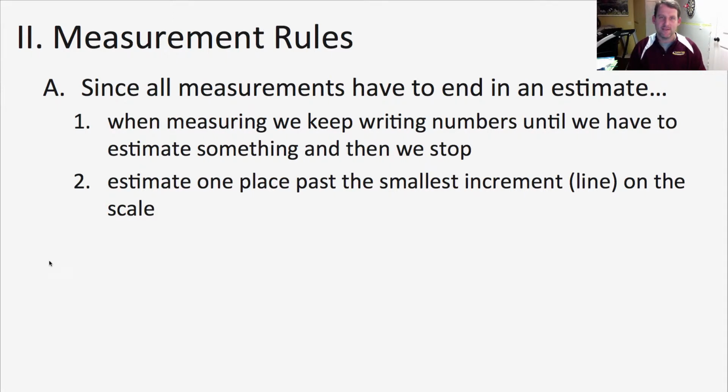Now the smallest increment is the smallest little lines on a measuring device. If you figure out how much each of those little lines is worth, typically we measure one place past that in terms of the decimals. Let's take a look at an example of that.